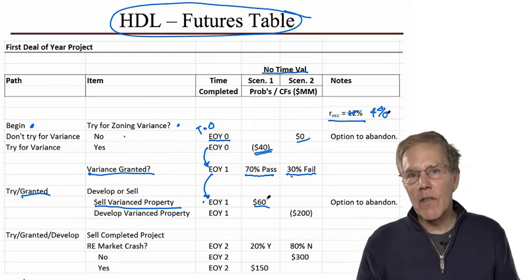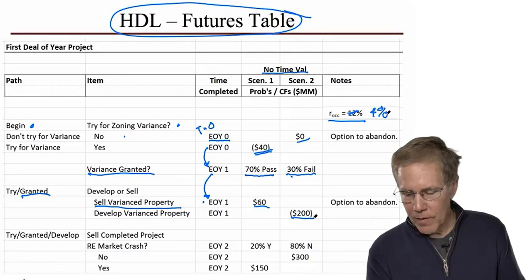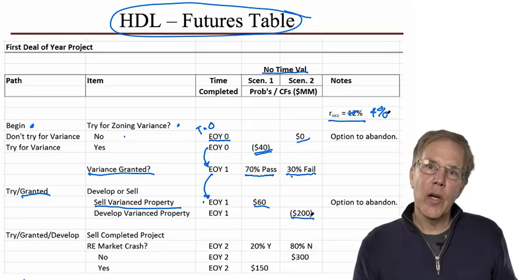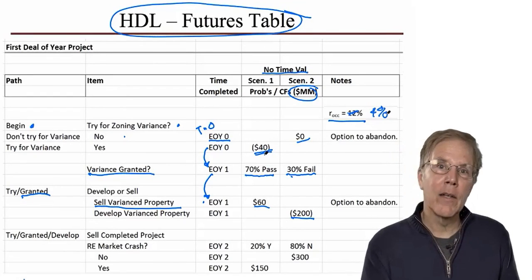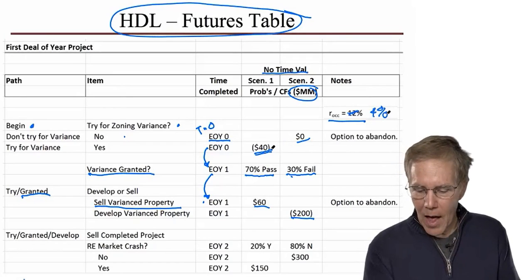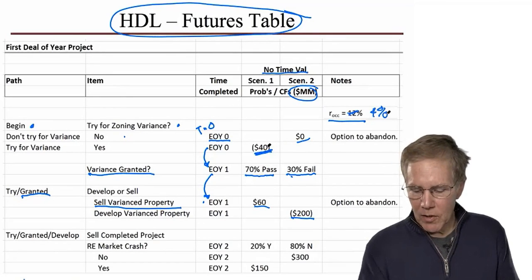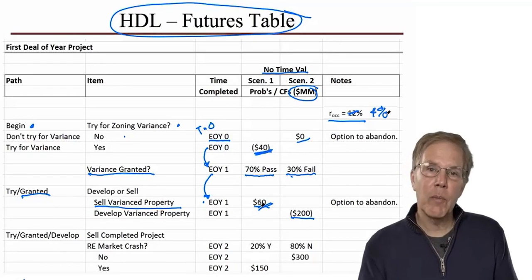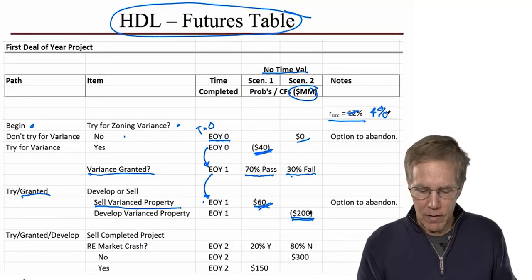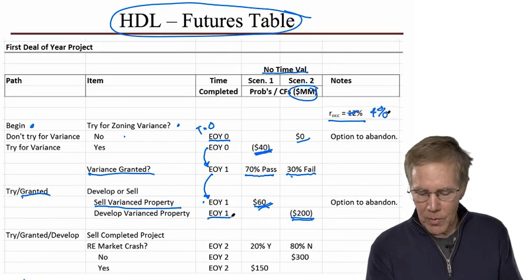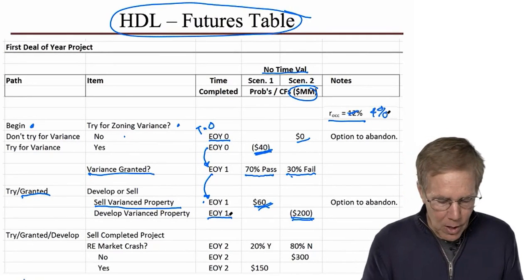Okay, if they decide to develop the property, they're going to have to invest another 200 million. Sorry, I said thousands a few times, but all of our units here are in millions. So if they try for a variance, that's clearly a big property, something like Manhattan, Tokyo, Beijing. They're going to have to spend 40 million to make that happen. They could sell it immediately for 60 million if it does get varianced. If they want to develop, it's going to be 200 million. For right now, we're going to assume they'd throw in all that money at end of year one.